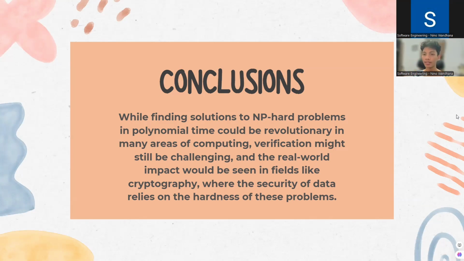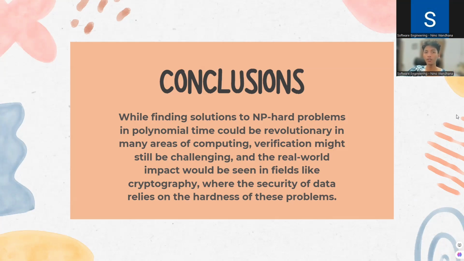Now, finding polynomial time solutions for NP-hard problems would be a groundbreaking achievement in computer science, opening doors to advancements in optimization, artificial intelligence, or AI, and other fields. However, it will also bring significant challenges, particularly in cryptography, where the security of data depends on the difficulty of solving these problems. Even if solutions could be computed efficiently, the verification process might remain very complex, and implementing these solutions in practical systems would pose its own difficulties.